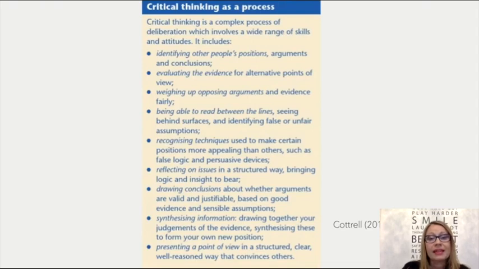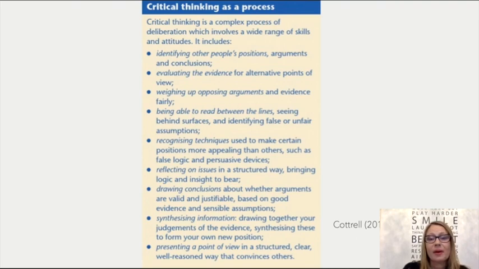Cottrell extends this further and explains that critical thinking is a complex process which requires a wide range of skills and attitudes. For example, it includes identifying other people's positions, arguments, and conclusions. And this really means that you need to look at a range of different people's work. You'll be evaluating the evidence for alternative points of view. So again, having that range of different points of view there from your reading.